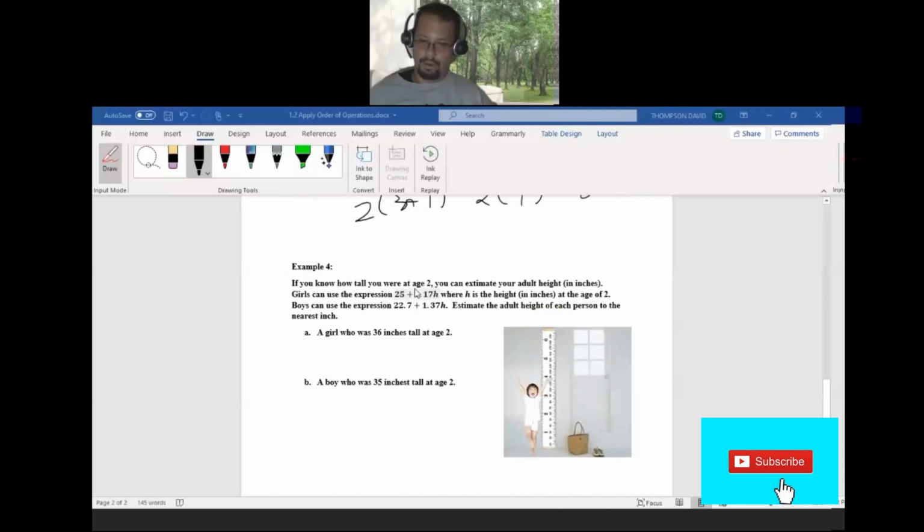Example 4. If you know how tall you were at age 2, you can estimate your adult height in inches. Girls can use the expression 25 plus 1.17h, where h is the height in inches at age 2. Boys can use the expression 22.7 plus 1.37h. Estimate the height of each person to the nearest inch. So the girl we know had a height of 36 inches when she was 2 years old.